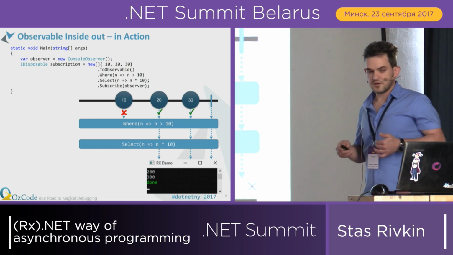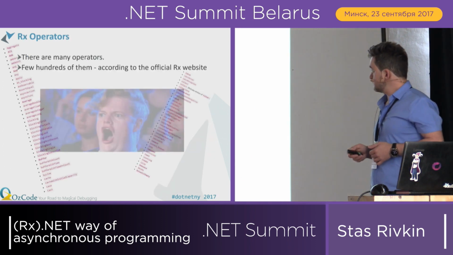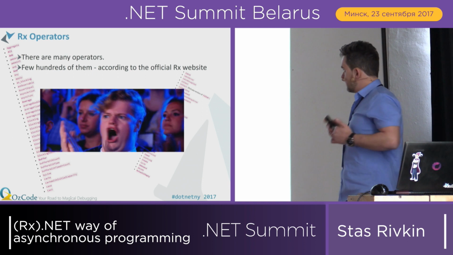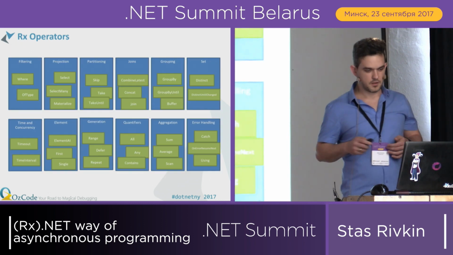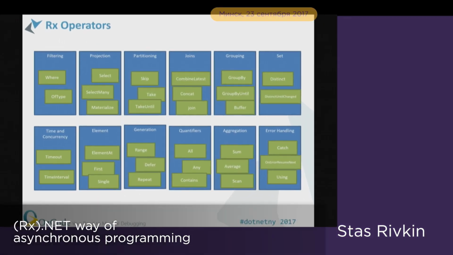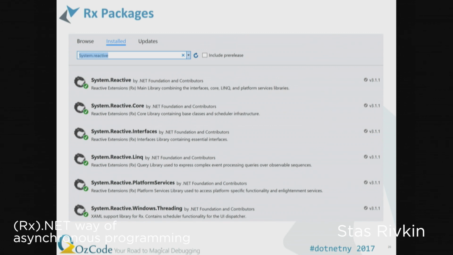And to be honest, Rx has a lot of operators, hundreds of them. And I tried to categorize them into the most commonly used ones. As you can see, we have time-based operations, timeout, time interval, and we have deferred execution operations, and we have scanning, and many, many more. And you can get all of this magic by downloading the NuGet package called System.Reactive. But that's okay for a cute example, but we want to see more real-life examples. So let's jump to our live demos.